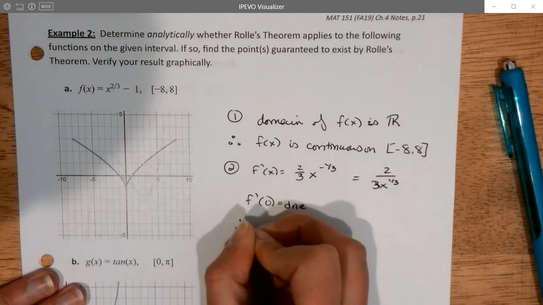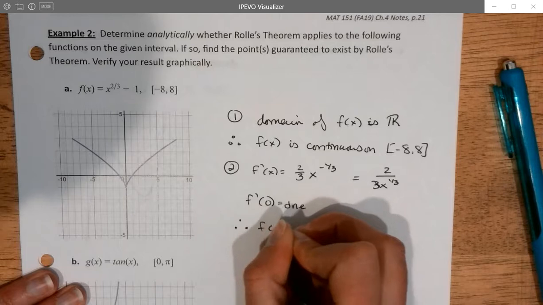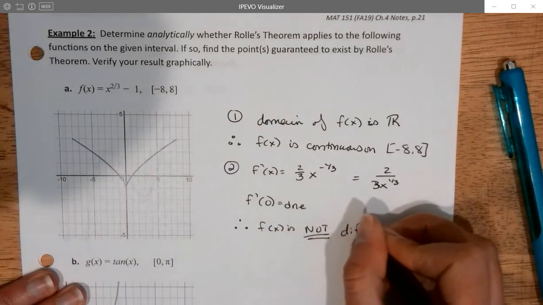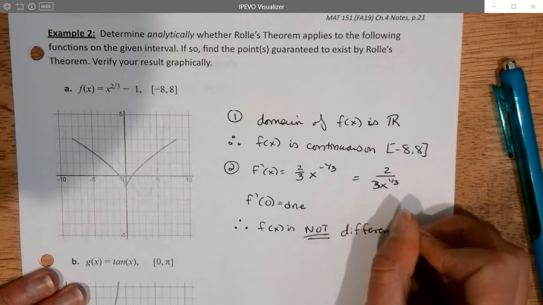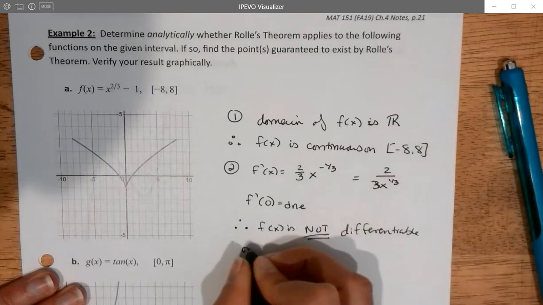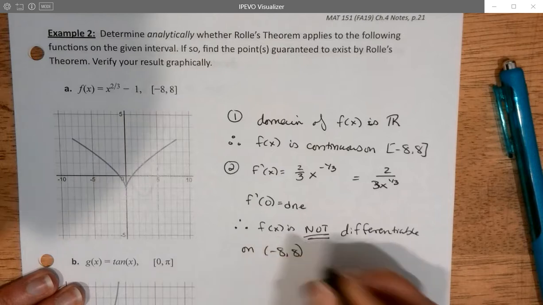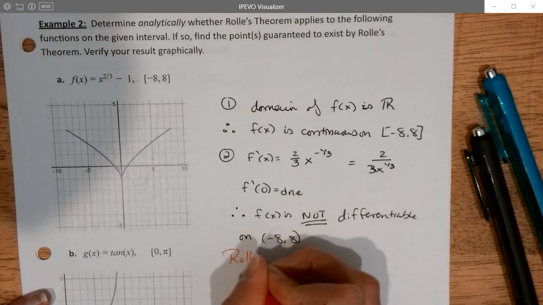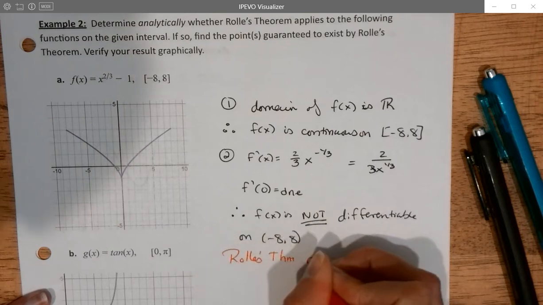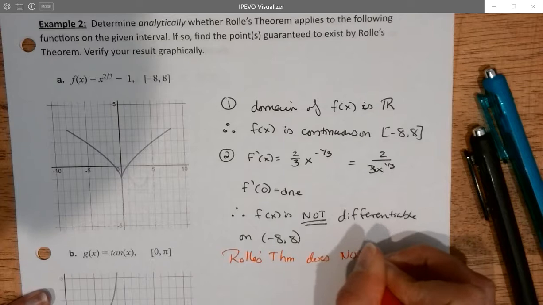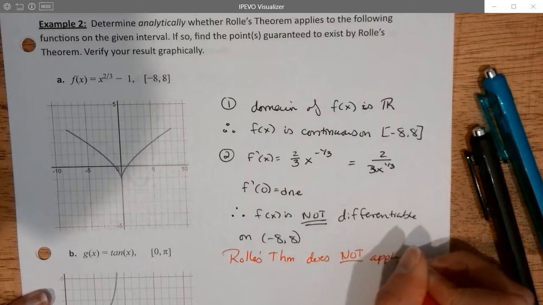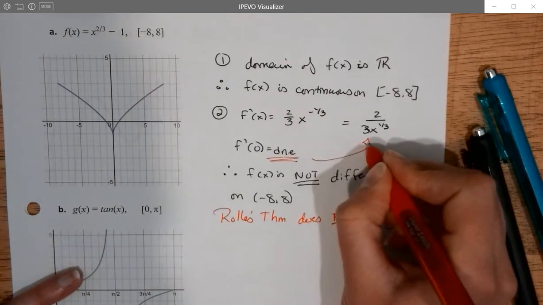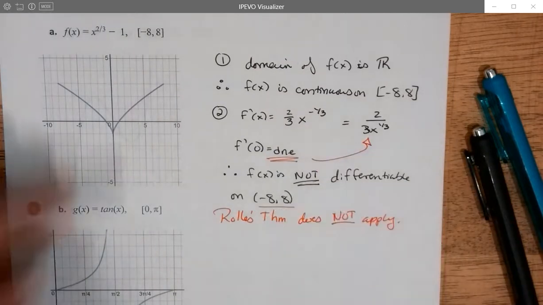So that means that f of x is not differentiable on the interval negative 8 to 8, because 0 is in that interval. So Rolle's theorem does not apply. We failed condition 2 because we found a point where the function was not differentiable that is in the open interval that we needed here.